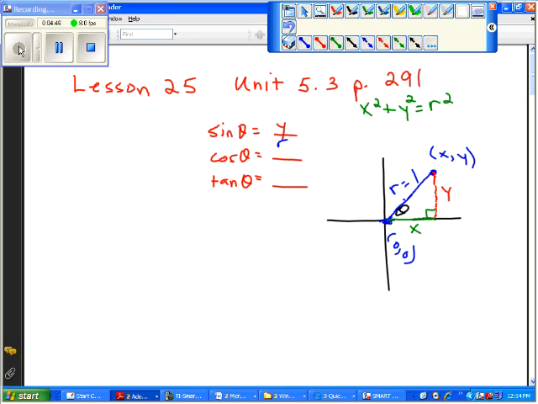Okay? And then the cosine of theta, cosine is the length of the leg adjacent, and the leg adjacent to theta is x. And so cosine theta is x over r.